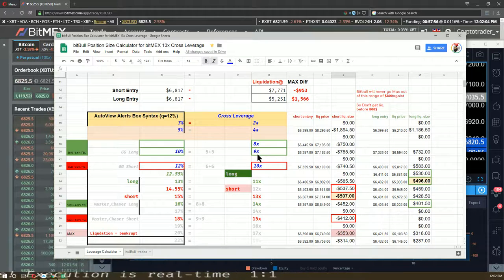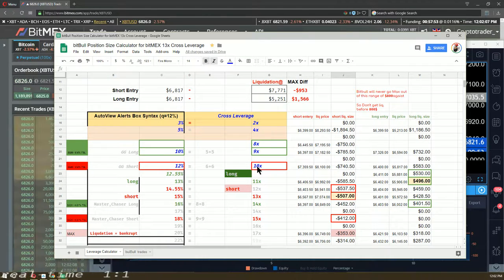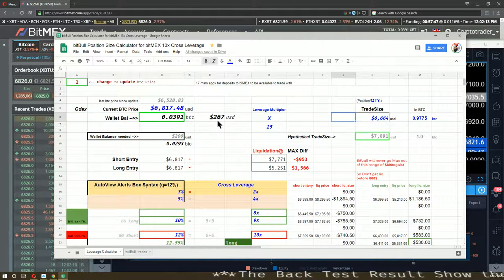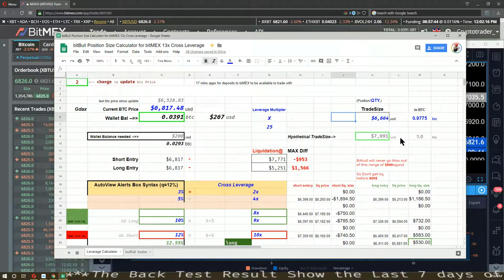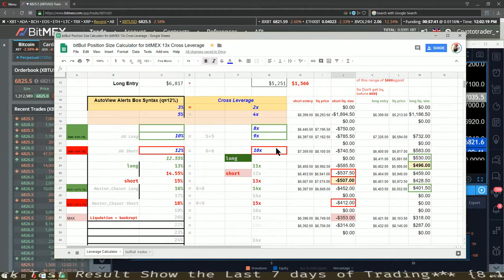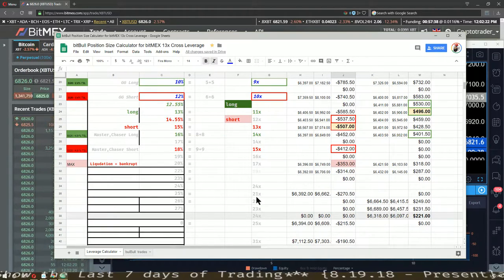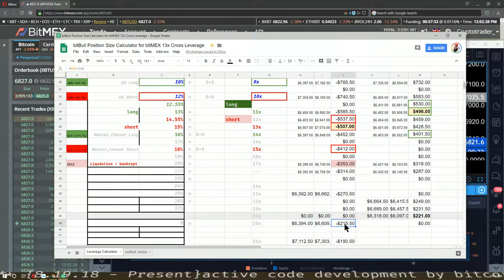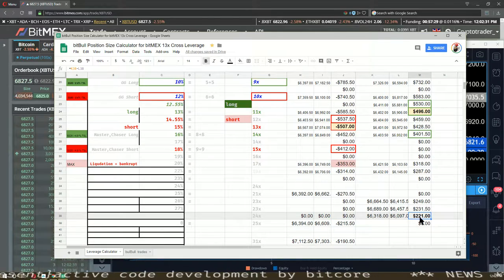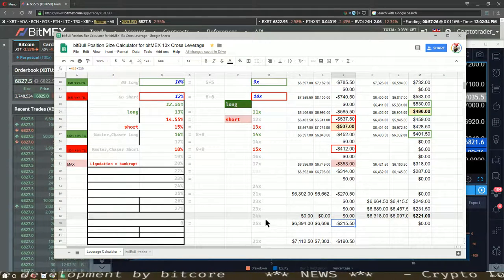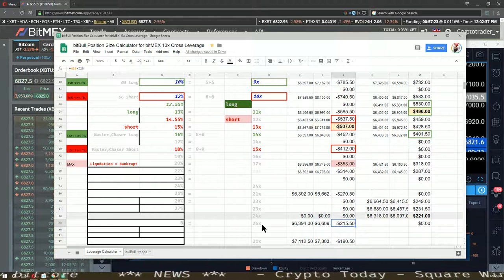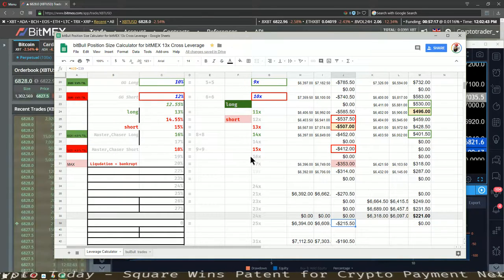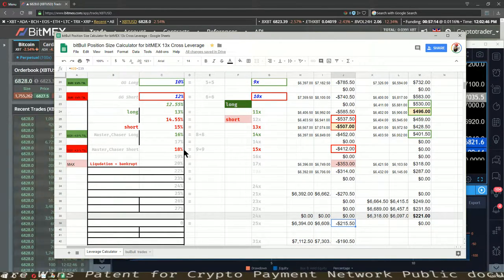Basically, put $267 in and trade with one Bitcoin at 25 times leverage. 25 times leverage right here. Negative 15. Basically going to try to get us about, let's say, the high side. So I have to take this down some.